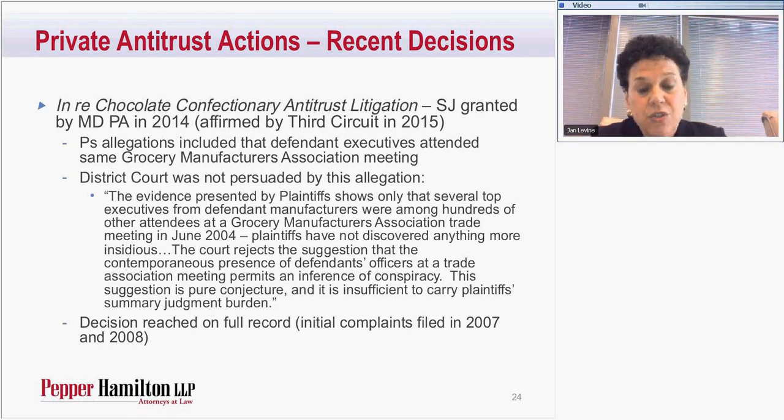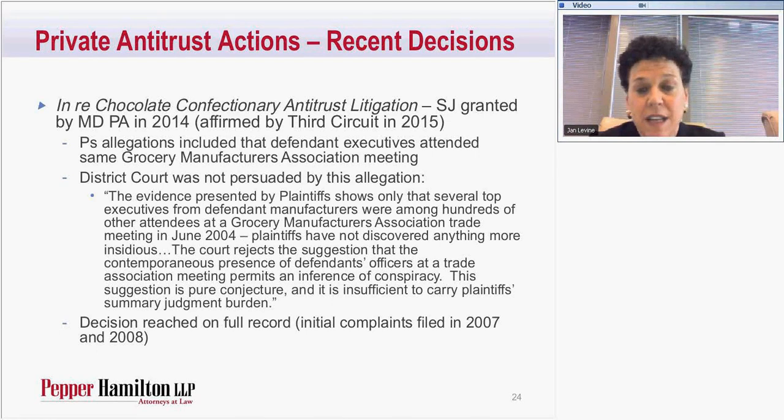In these cases, the courts look at it as you can't just show parallel pricing, you need to show parallel pricing plus factors to see if there's enough to have an inference of an agreement. That is where trade associations, again, come into play in these cases. So the first case where summary judgment was granted here in the Middle District of Pennsylvania, affirmed by the Third Circuit in 2015, is the famous In Re chocolate case, as we talk about it.